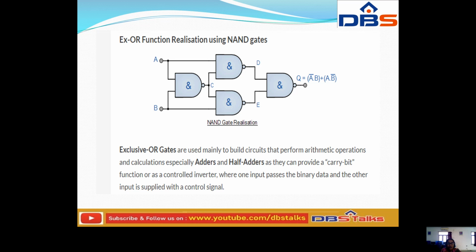Here the exclusive OR gates are mainly used to build circuits that perform arithmetic operations and calculations, especially adders and half adders, as they can provide a carry bit function. They are also used to control the inverter where more than one input is passed, so the binary data is one input and the other input is supplied as the control signal.